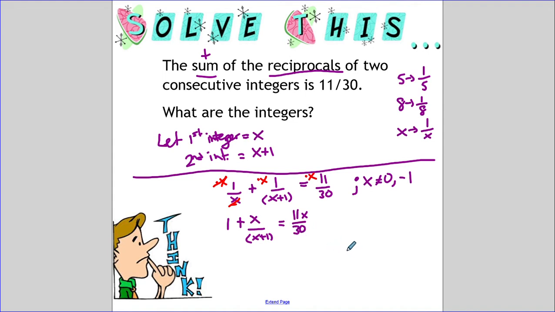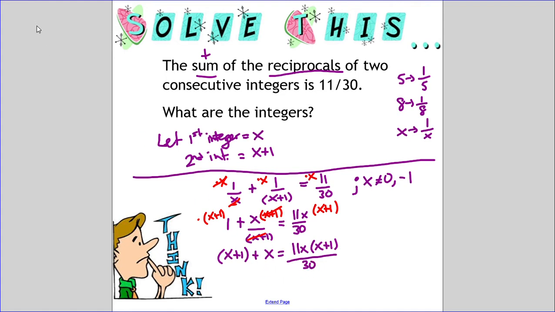Now I'm going to do the same thing again, and this time we're going to multiply by x plus 1. Multiply by x plus 1 on each term. Here I can see that my x plus 1s are going to cancel. Again, that's the reason for that step. After that, I have 1 times x plus 1, so that's just x plus 1, plus, now I just have an x left here, equals 11x times x plus 1 all over 30.